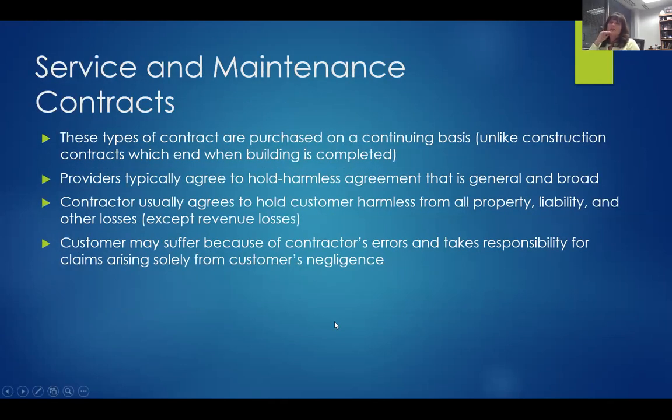Service and maintenance contracts. So anytime you have, for example, I'll give you our best example, would be a power plant.